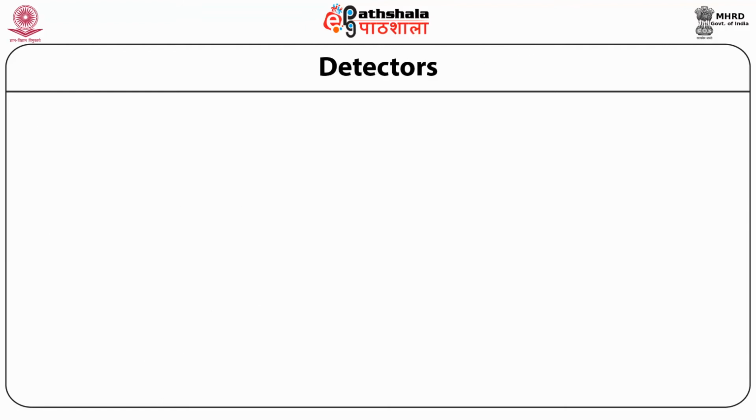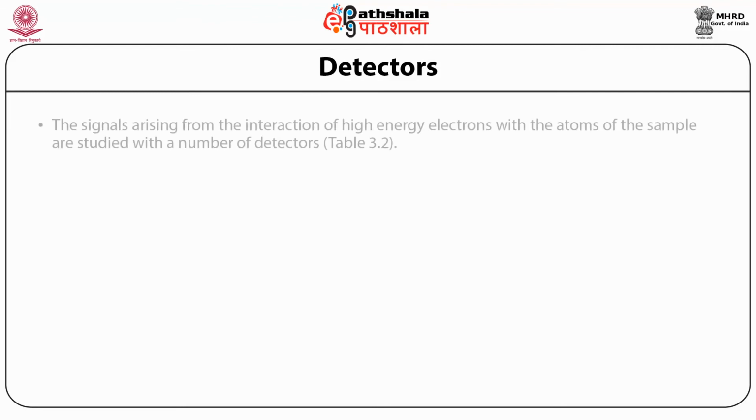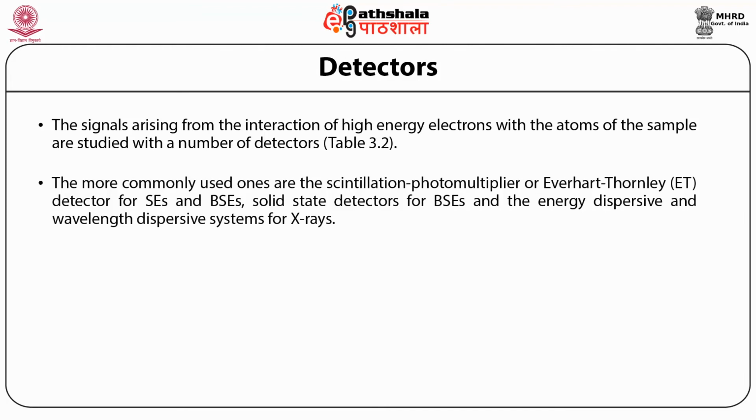Students, now let's study about the detectors. The signals arising from the interaction of high energy electrons with the atoms of the sample are studied with a number of detectors, as is shown in table 2. The more commonly used ones are the scintillation photomultiplier or Everhart-Thornley, that is ET detector for SEs and BSEs. Solid state detectors for backscattered electrons and the energy dispersive and wavelength dispersive systems for X-rays.